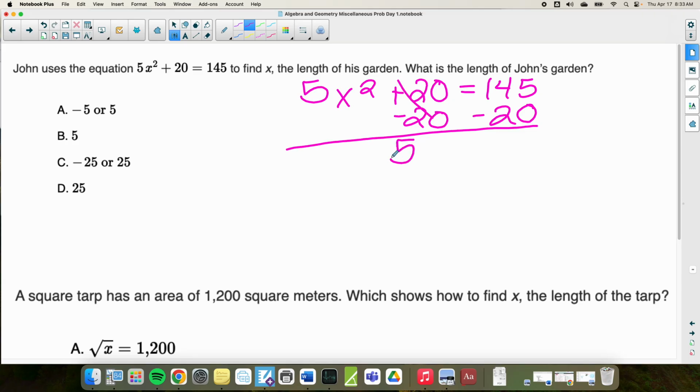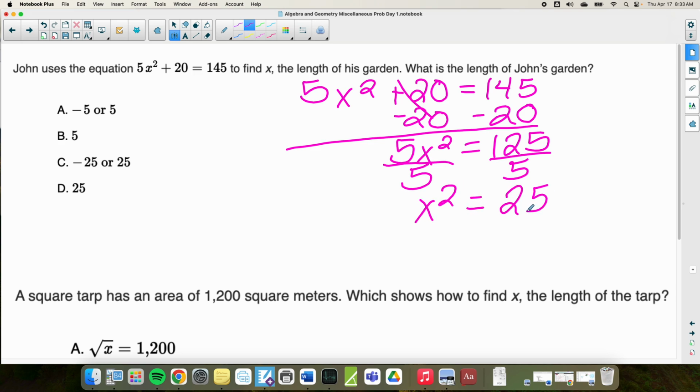Okay, so we get 5x squared equals 125. Divide by 5, and x squared equals 25. Okay, then we take the square root. Now this is a place that I think maybe some of you would get this wrong. What do you guys think the answer would be? Looking over there, would it be A or B?